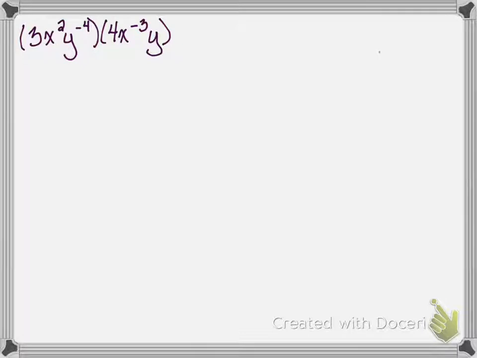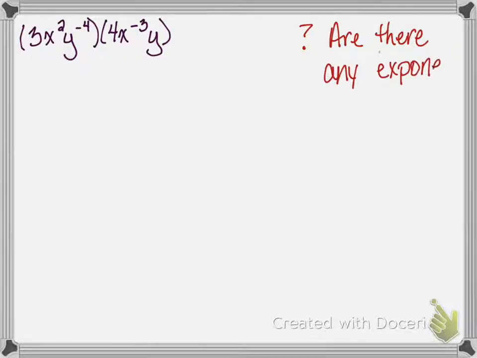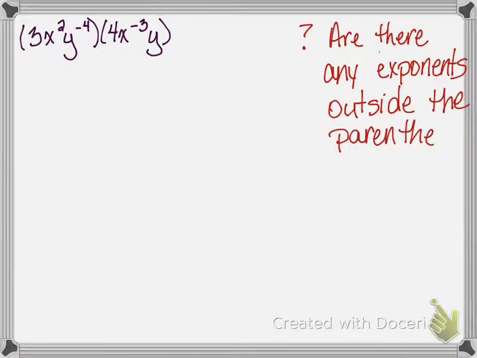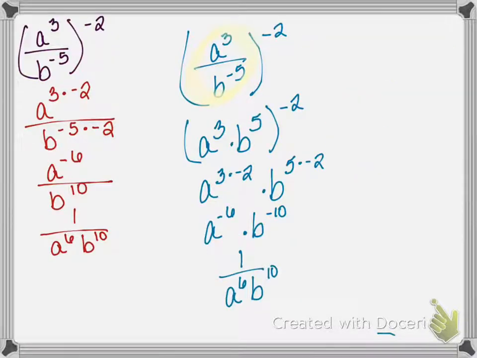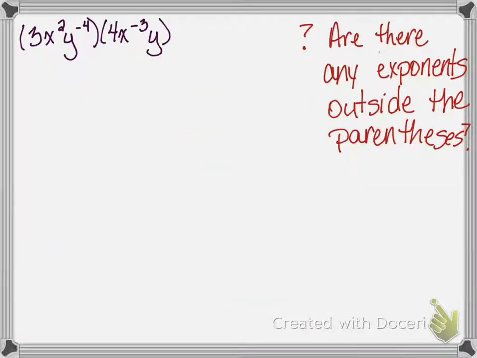Now, the question that you ask yourself here: are there any exponents outside the parentheses? What I'm talking about is something like this. Do you see how everything in there is raised to the negative 2? That's what I'm asking. Do I have anything here or here that the entire monomial is being raised to? And I don't. I do not.